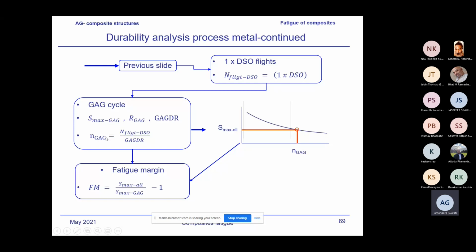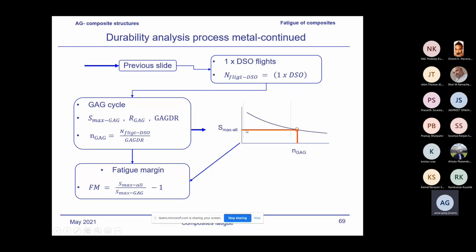So N number of equivalent GAG cycles would be N flights times DSO upon GAG. Suppose it's 50,000 flights over here, and the GAG damage ratio is, suppose, 0.5. So that means the number of equivalent GAG cycles will be 100,000 cycles.